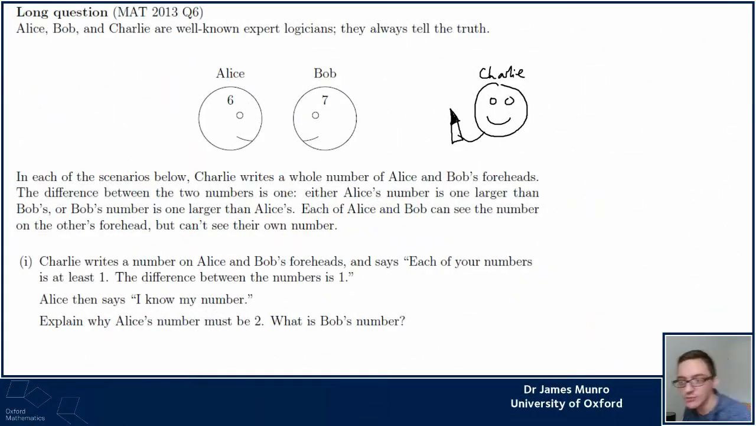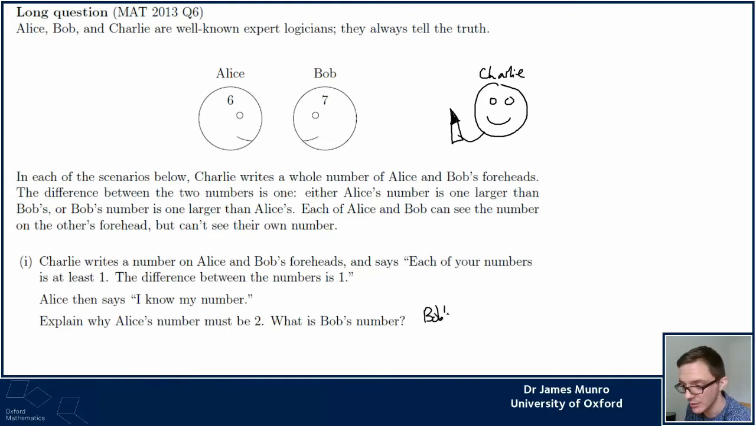Charlie writes numbers on Alice and Bob's foreheads and tells them each of your numbers is at least 1. The difference between the numbers is 1. Alice says, I know my number, which seems pretty surprising. We're going to say why Alice's number must be 2. And it's because Bob's number must be 1.